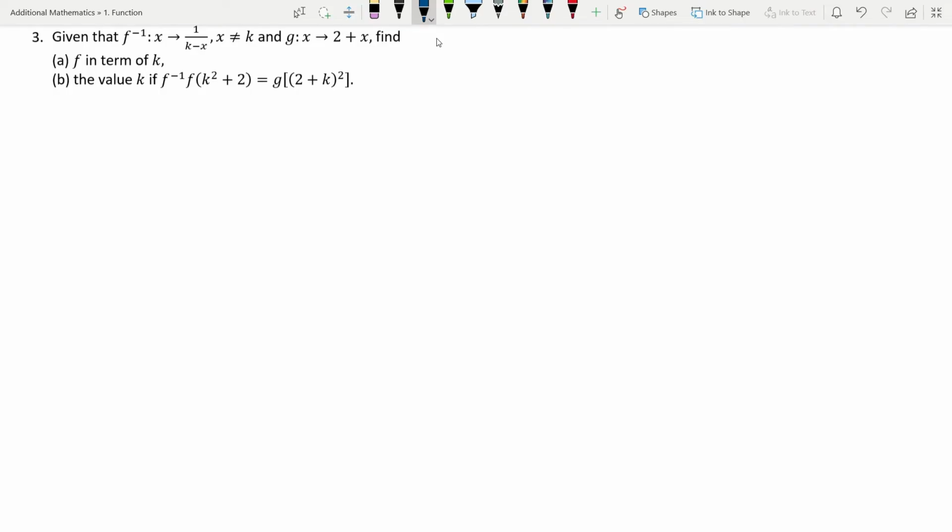Question 3. Given that the inverse function of f: x maps to 1 over k minus x, where x is not equal to k, and function g: x maps to 2 plus x. f inverse of x is equal to 1 over k minus x, and also g(x) equals 2 plus x.